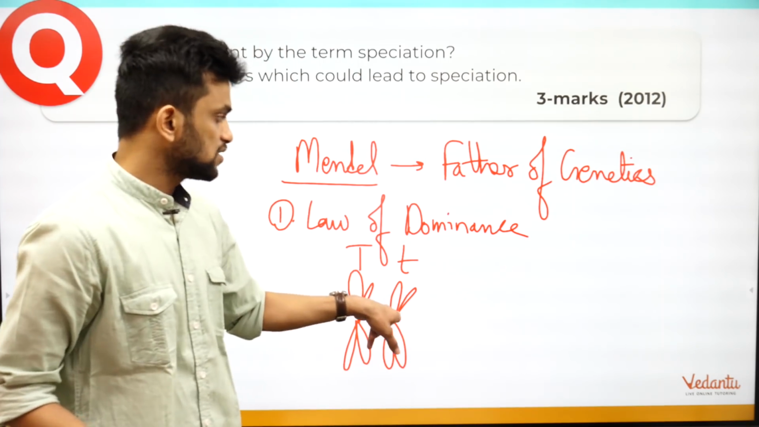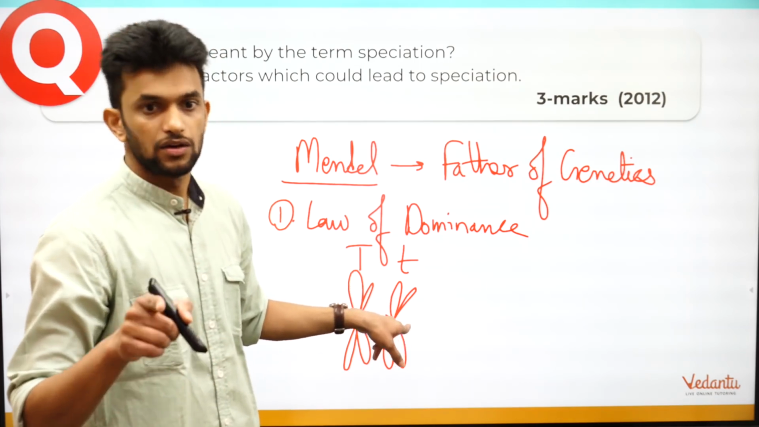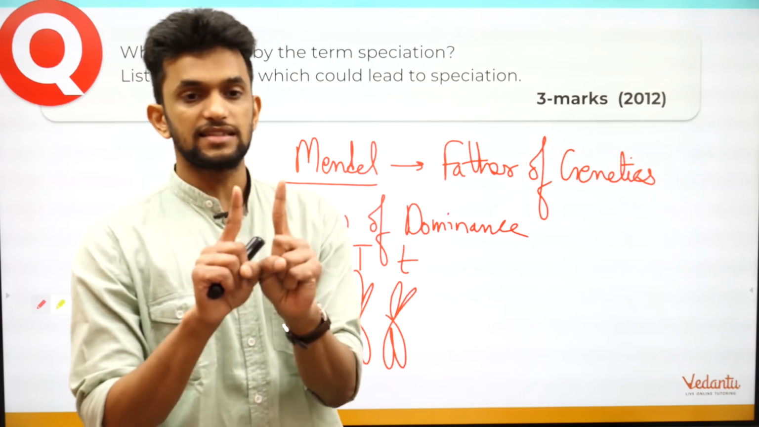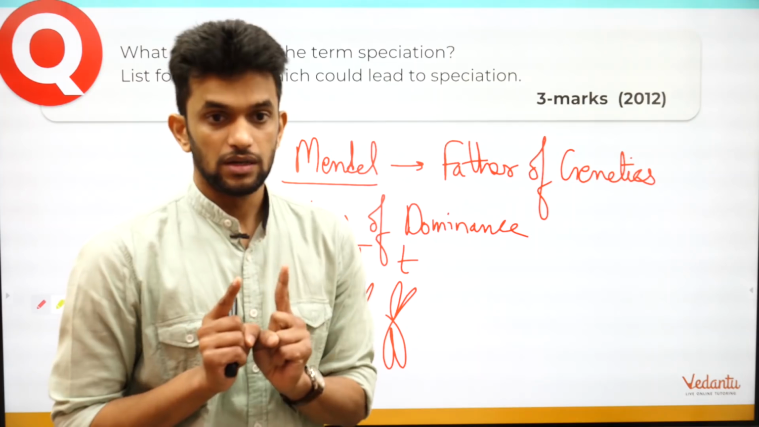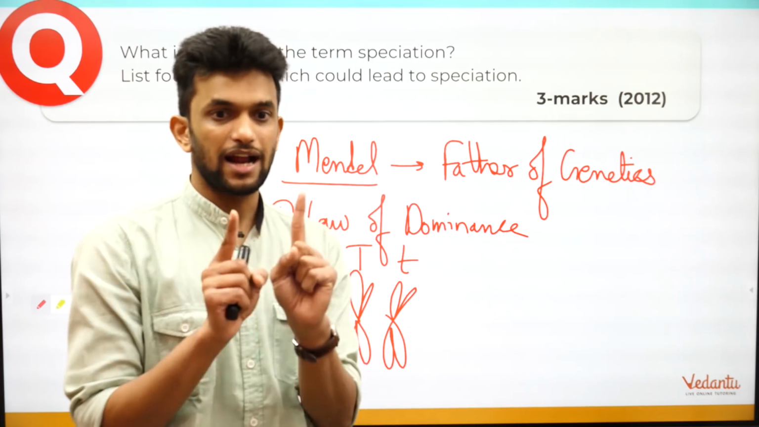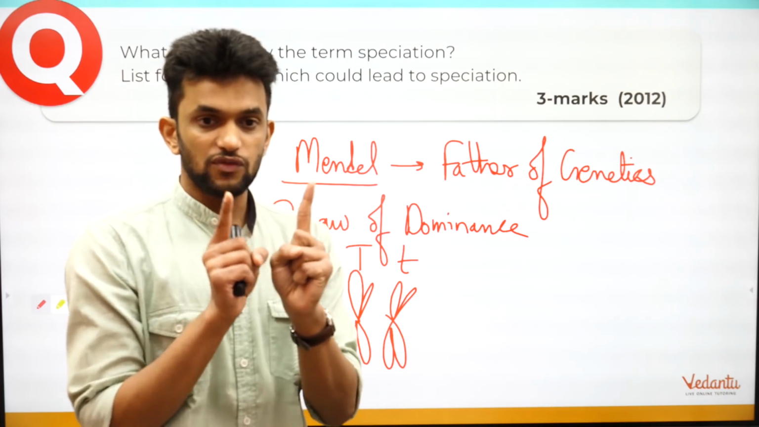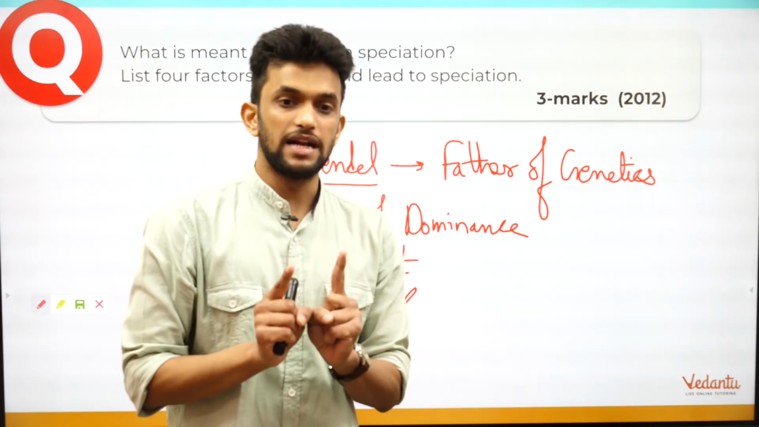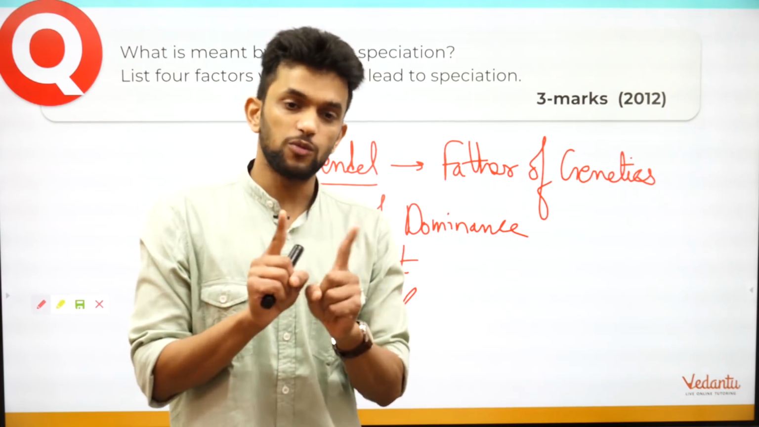In case of tall and dwarf, which one is the dominant trait? Tallness is a dominant trait. Out of a pair of contrasting characters, the one which gets expressed is the dominant one. Contrasting characters means, say, black eye and blue eye. If blue gets expressed, it's a dominant trait. If black gets expressed, it is a dominant trait. Either of them could be dominant.